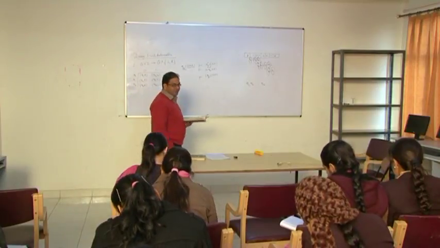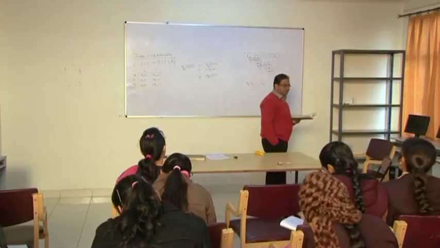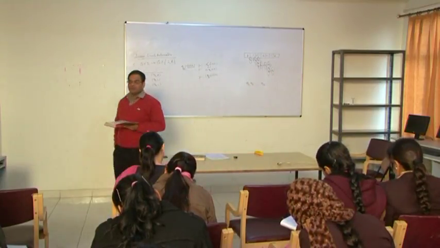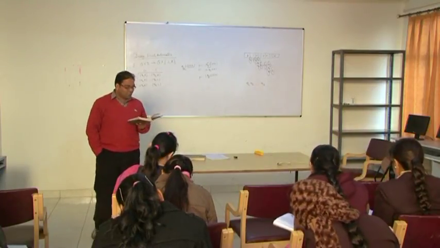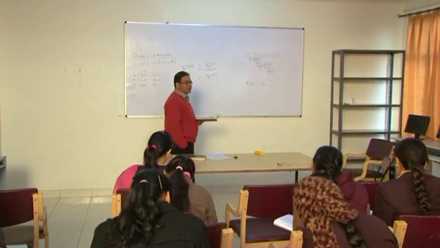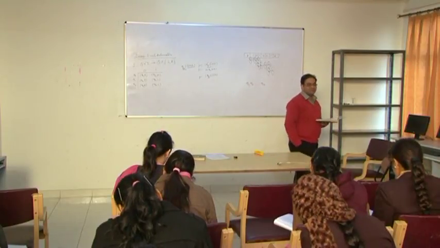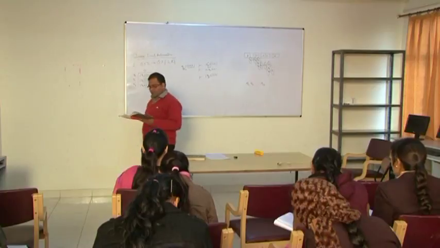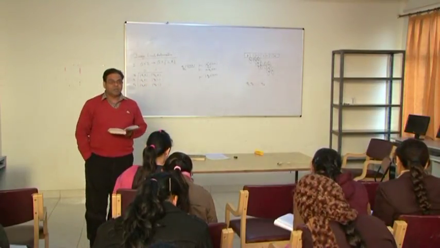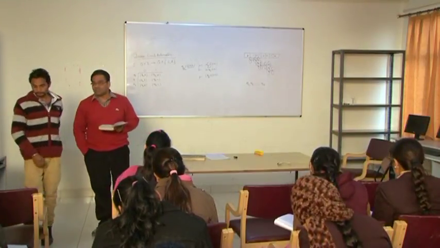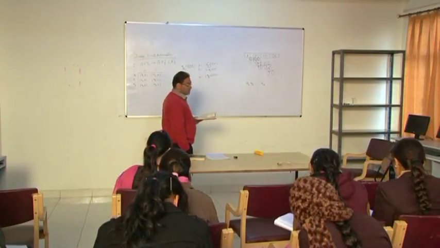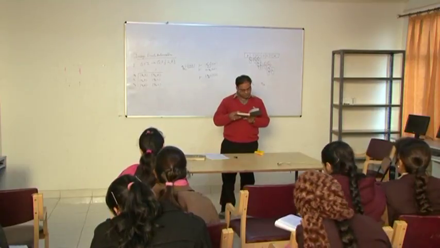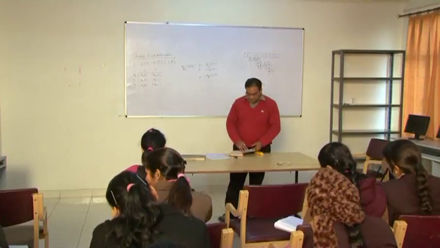A 2DFA with s states can have valid crossing sequences of length at most 2s, so the number of valid crossing sequences is finite. So clear? All the points are clear?